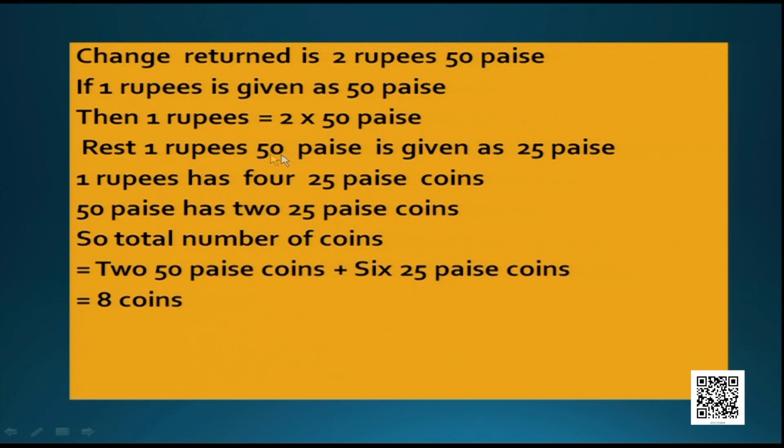So the rest, 1 rupee 50 paise, if he gives in 25 paise. So 1 rupee has 4 25 paise coins and 50 paise will have 2 25 paise coins. So total number of coins which he will return, first of all 2 50 paise coins, then how many 25 paise coins? Here you can see there are 4 25 paise coins and there are 2 25 paise coins. So total 6 25 paise coins. So total coins he will return will be 8 coins.